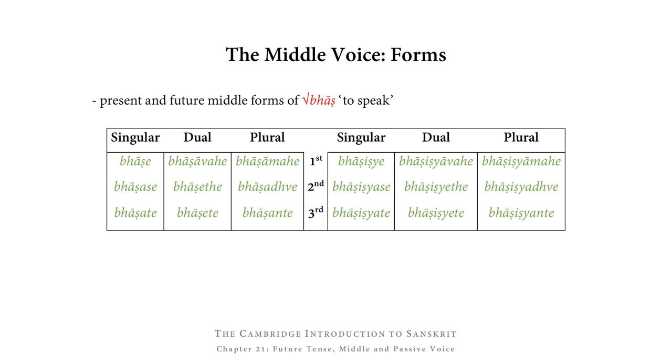In the future, we have the same marker that we also found in the active verbs, and so we get bhashishye, bhashishyase, bhashishyate, bhashishyavahe, bhashishyete, bhashishyete, bhashishyamahe, bhashishyadhve, bhashishyante.